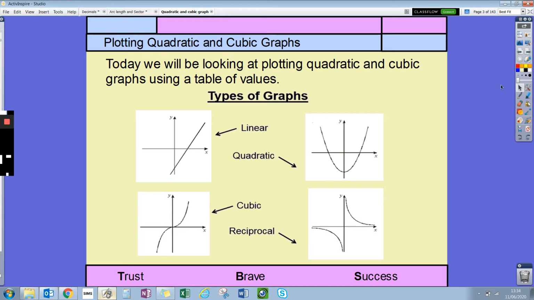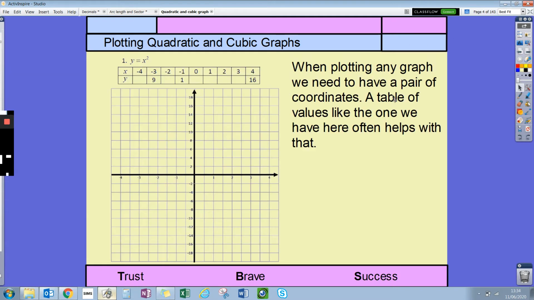So, here are some types of graphs. They're not all of them, but we're going to be focusing today on quadratic ones that have x squareds in and look like that, and cubic ones that have x cubes in and look like this when they're completed. So when we're plotting any graph, we need a pair of coordinates. So we need an x coordinate and the matching y value. A table of values, like this one here, often helps with that.